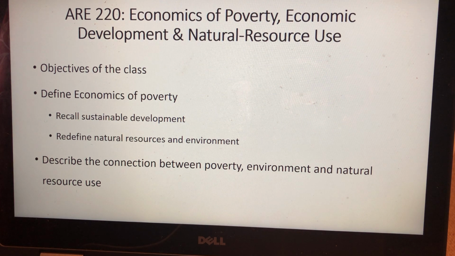So you still need to go over the lecture notes, not only depend on this video, because this is a summary of what we need to cover. In terms of all the objectives of the class, we need to define the economics of poverty, and looking into this will be a recap of sustainable development and natural resource management. Then the major objective is for us to describe the connections between poverty, environment, and natural resource use, which we can call the poverty environment nexus.